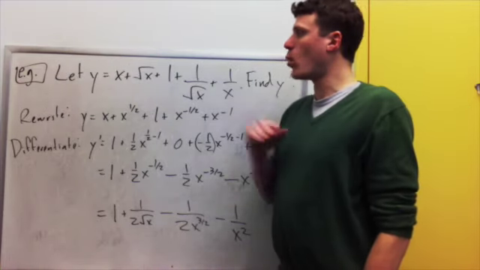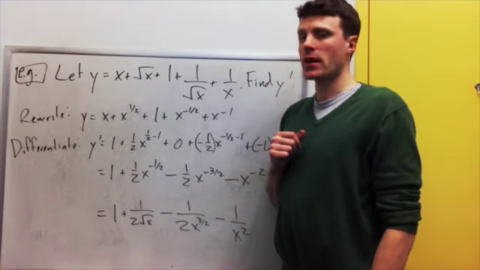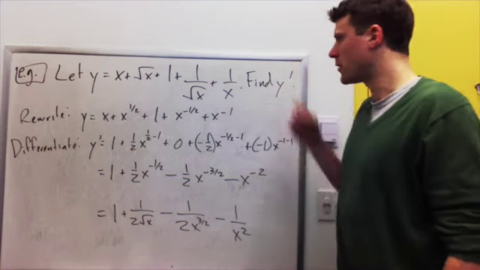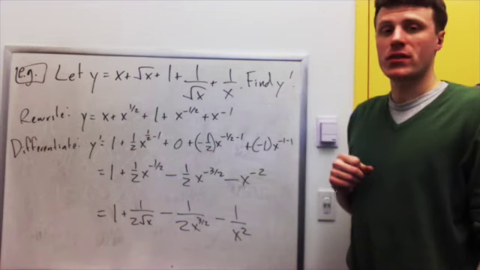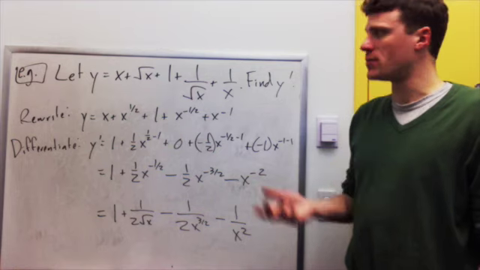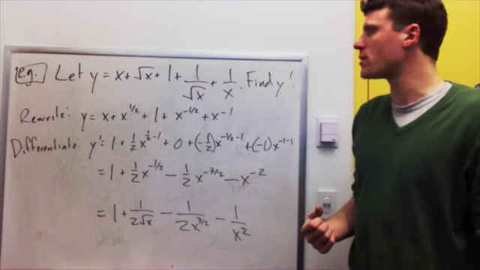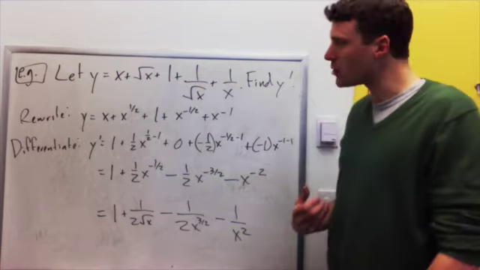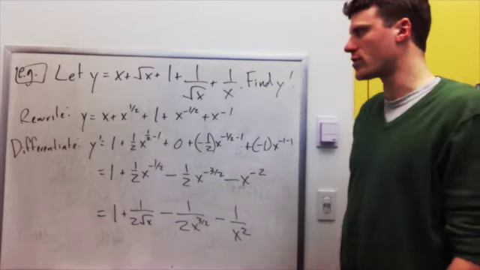This time, let's let y be equal to x plus the square root of x plus 1 over the square root of x plus 1 over x. Let's find y prime. Again, this is just a differentiation problem. I'm just wording things slightly differently, but there's really no difference in terms of the basic question of what the problem's asking you to do compared to the last two questions.